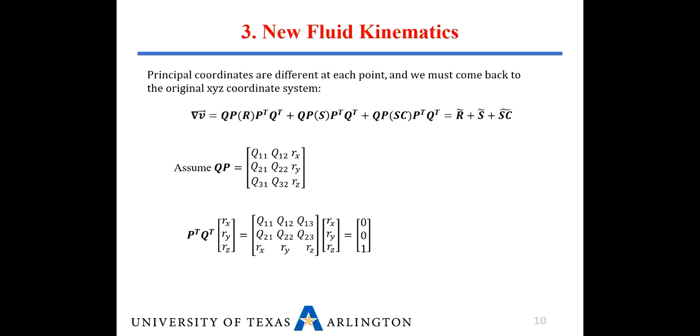So therefore, you see, del V is the gradient of velocity, the velocity gradient tensor. It is decomposed into three parts: R rotation, S shear, and SC stretching. Come back to the original coordinates. We call them R tilde, S tilde, SC tilde. This is for any coordinates. Three parts. Okay?